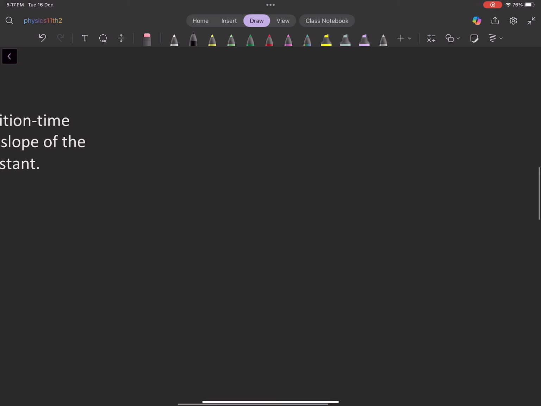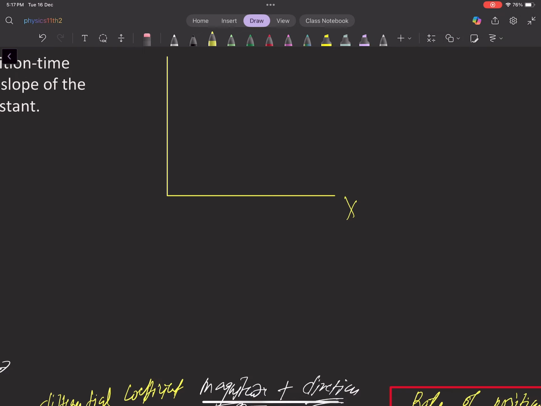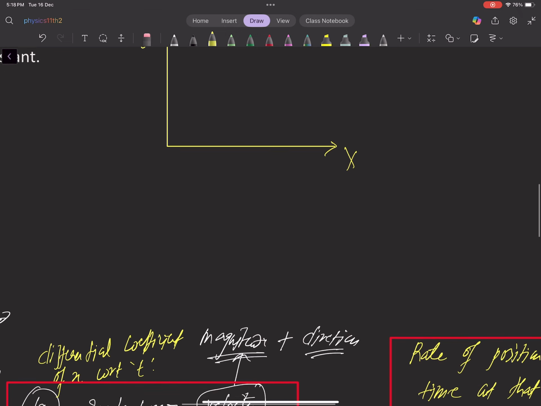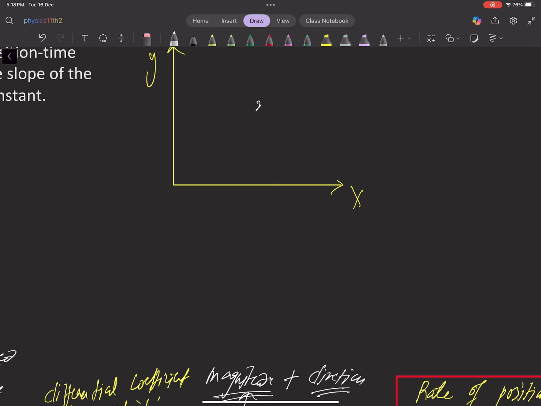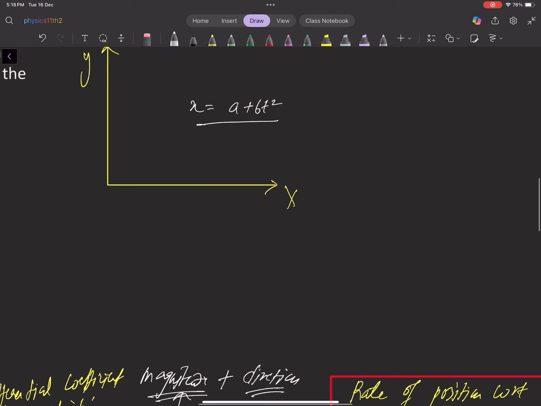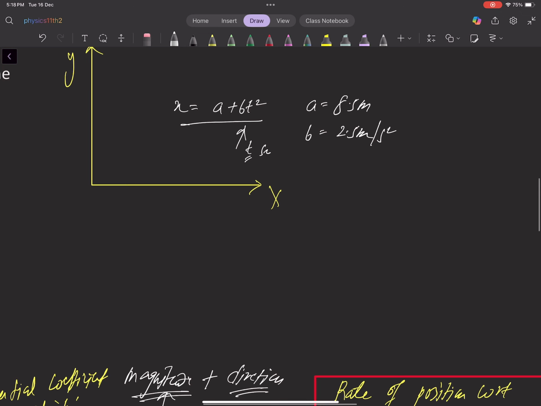So let us do an example. Let's say the position of an object moving along the x-axis. So let us make the x-axis. This is the x-axis, this is the y-axis. And the position of the object moving along the x-axis is given by x equals a plus bt square. Let's say this is the equation. The values of a and b are given: a equals 8.5 meters and b equals 2.5 meters per second square. This time t is measured in seconds.